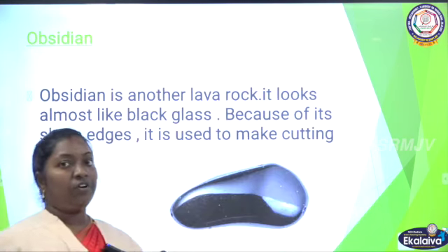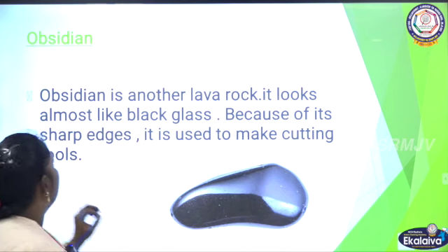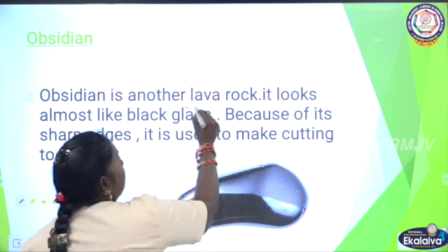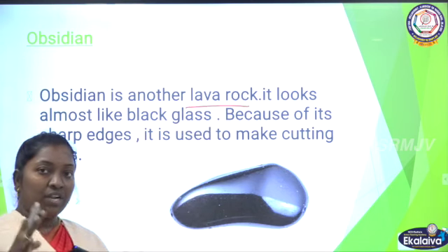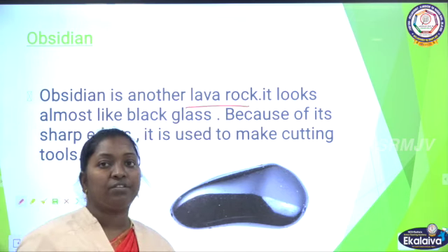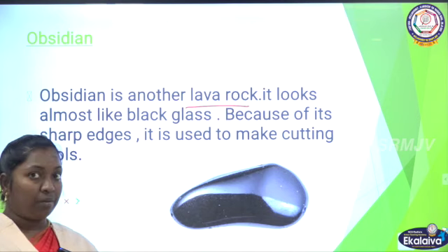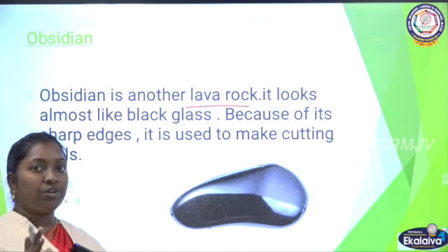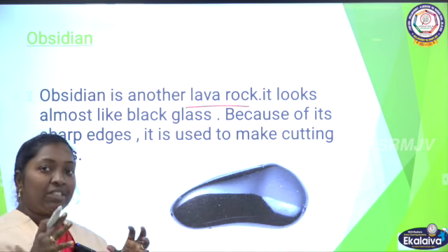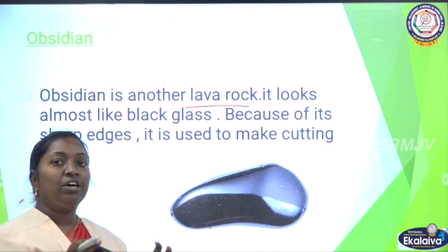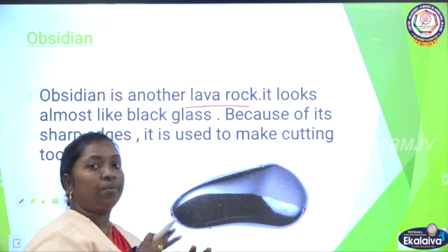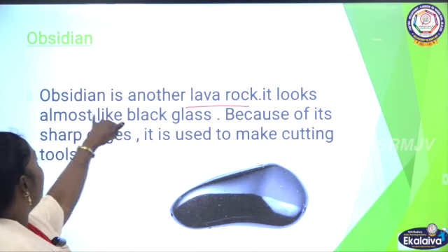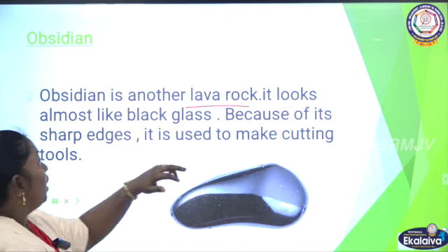So the third type of igneous rock is obsidian. Obsidian is another lava rock. As I told you, when the hot liquid is present below the earth's surface, underground, we call it magma. After the pressure difference, when it comes out, you call it lava. Even the lava will take time, okay, for cooling. So depending on that, rocks are formed one by one. Here, based on the lava, the obsidian rock has been formed.